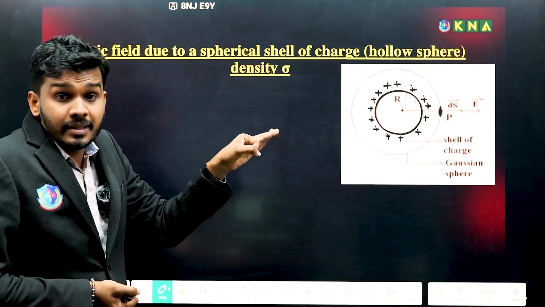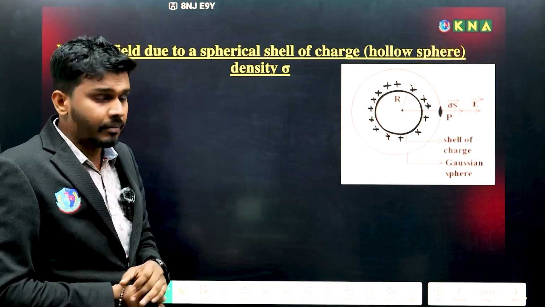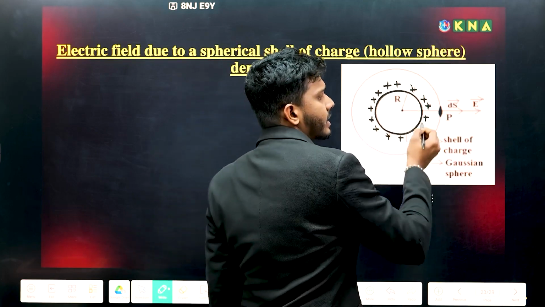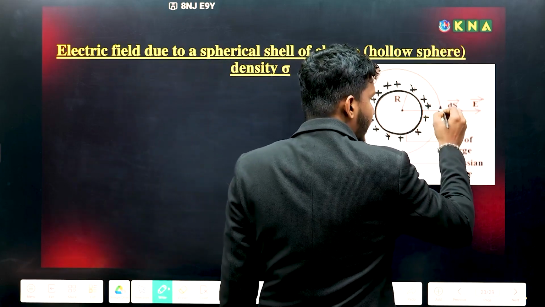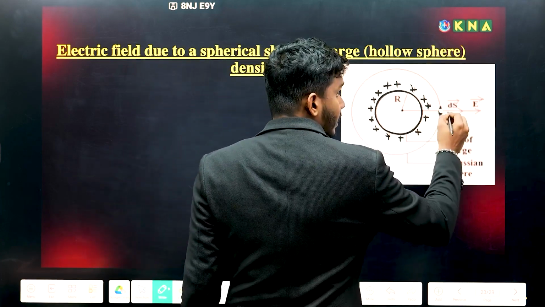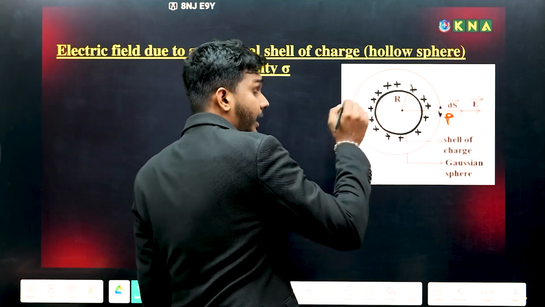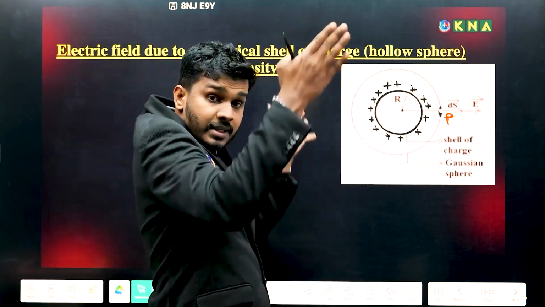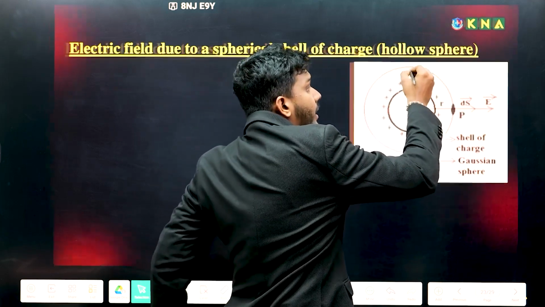Here we have a hollow sphere or spherical shell. We want to find the electric field. For this spherical shell of positive charge, we want to find the electric flux at a point P. For finding it, I consider a surface. First I want to find the electric flux outside the surface.